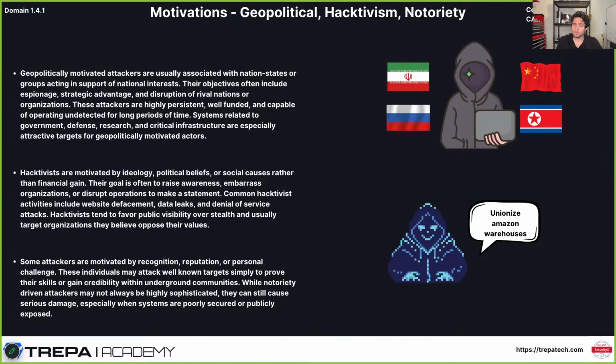Okay, other motivations, geopolitical, hacktivism, or notoriety. So geopolitical is probably the one that we're going to be most familiar with, the different red teams amongst our adversaries, our near peers. But America also has their red teams sitting up at the NSA as well that conduct red team activities globally. Other countries do it, right? It's almost like one of the domains of fighting now, right, is cybersecurity, cyber attacks. So geopolitically motivated attackers are associated with what we call nation states.